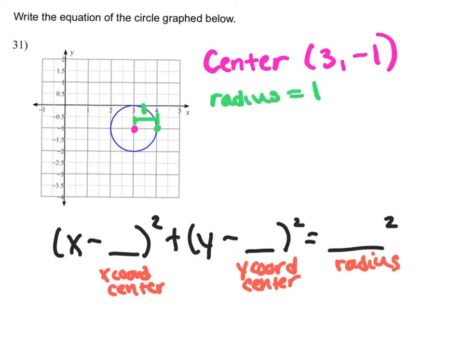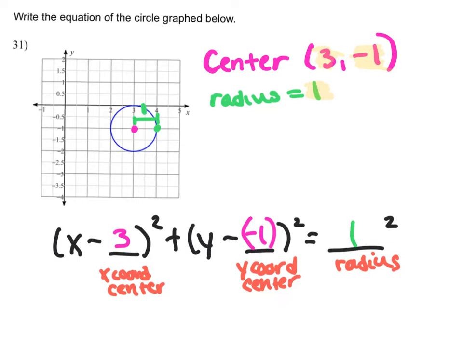Now, if I want to use this in the equation, we know the x-coordinate of the center is 3. So I can fill in a 3 into the first blank. Then the y-coordinate of the center is -1, so you can fill in a -1 into the second blank. And the radius of the circle is 1, so you can fill in a 1 into the last blank.